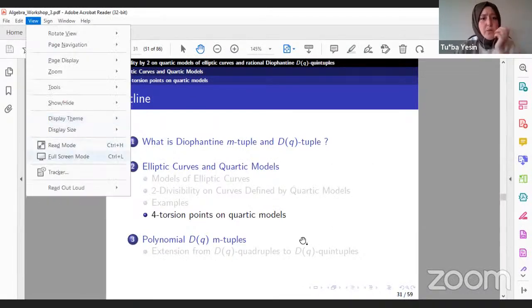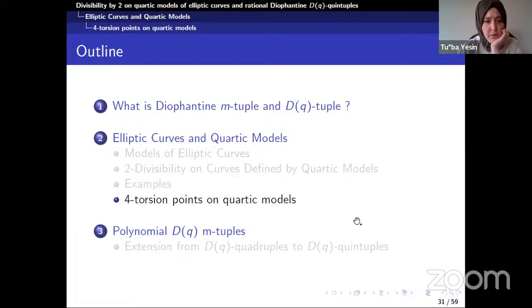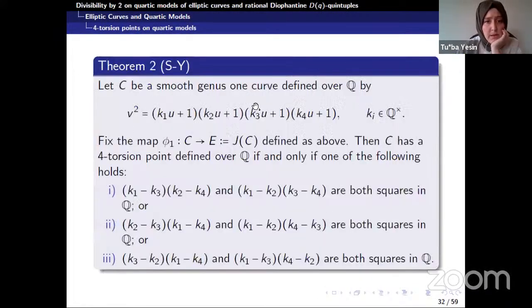Okay, now we can mention torsion points on the quartic models. Torsion points means that if you have a point P, then 4P will be the identity. We can give a necessary and sufficient condition to say there exists a four-torsion point. Let C be defined as here, and then this map from C to E is defined as above. We took that isomorphism. Then C has four-torsion points over Q if and only if one of the following is false, which depends just on the coefficients of these linear terms. Okay, K1, K2, K4.